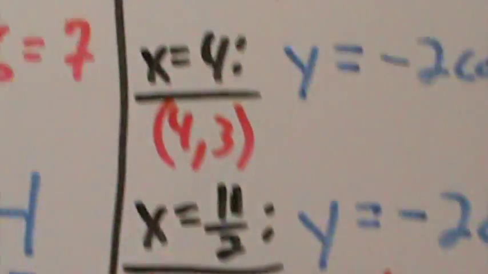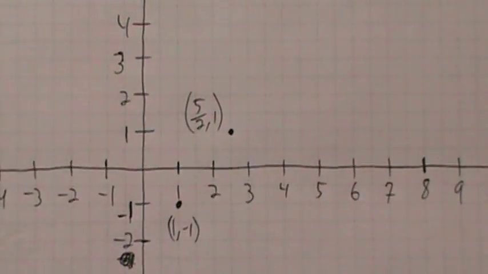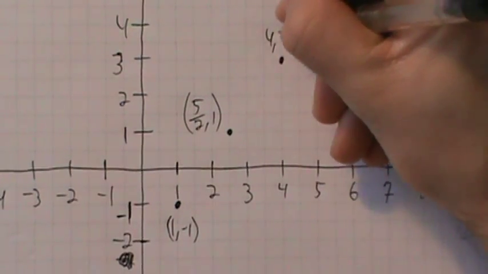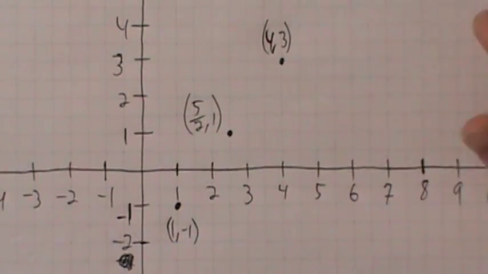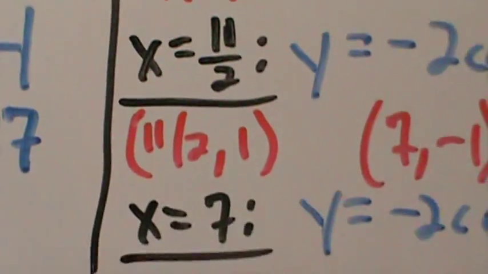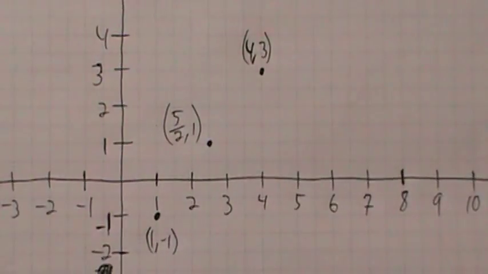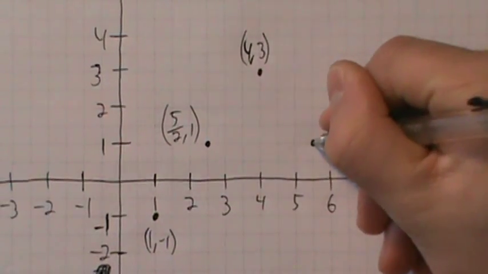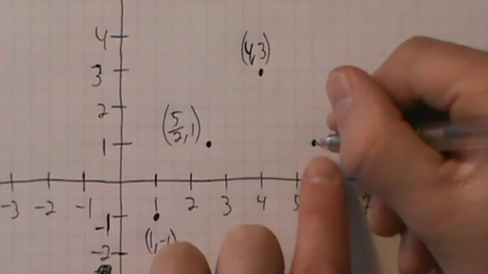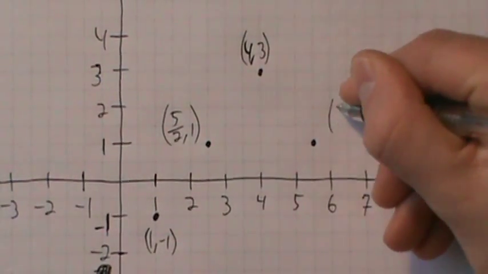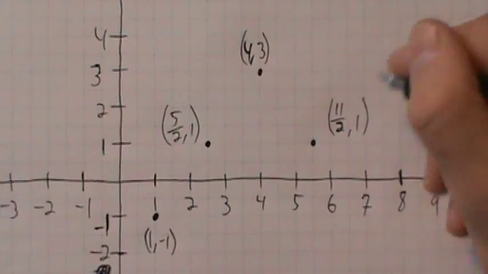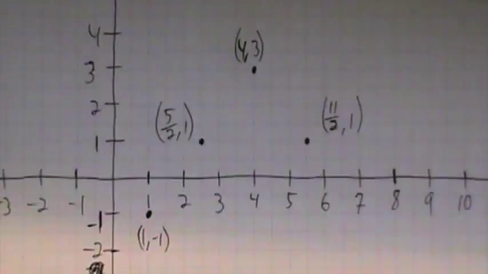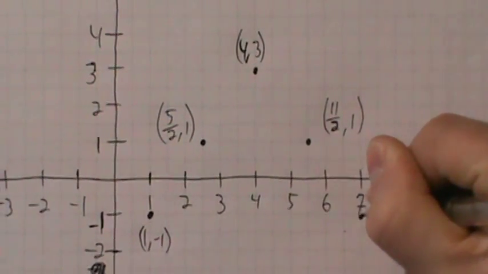Okay, what's next? 4, 3. Okay, and what's next? 11/2, 1, which is 5.5, 1. So that's 5.5, 1. That's right here. Okay. So again, another 0.5. So that's still in the corner of the grid box because of how we set up our scale. So this is 11/2, 1. Okay, and then 7, -1. Okay, my next is 7, y is -1. 7, -1, that's right about here.